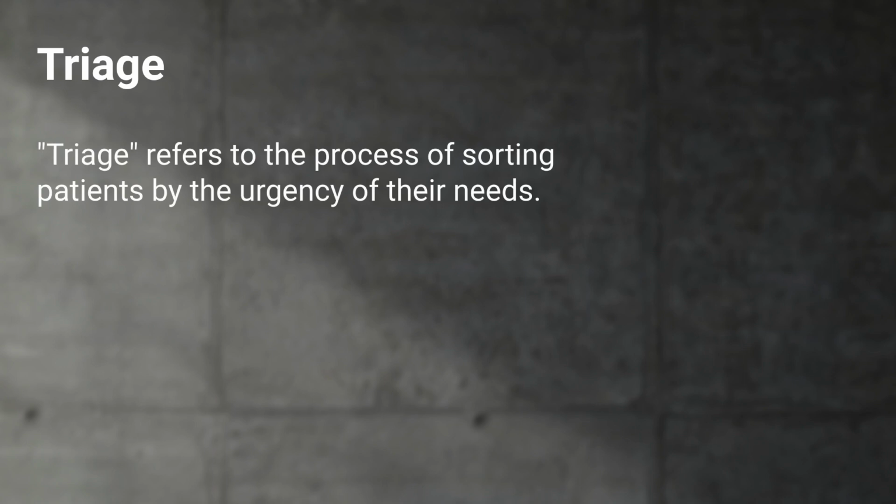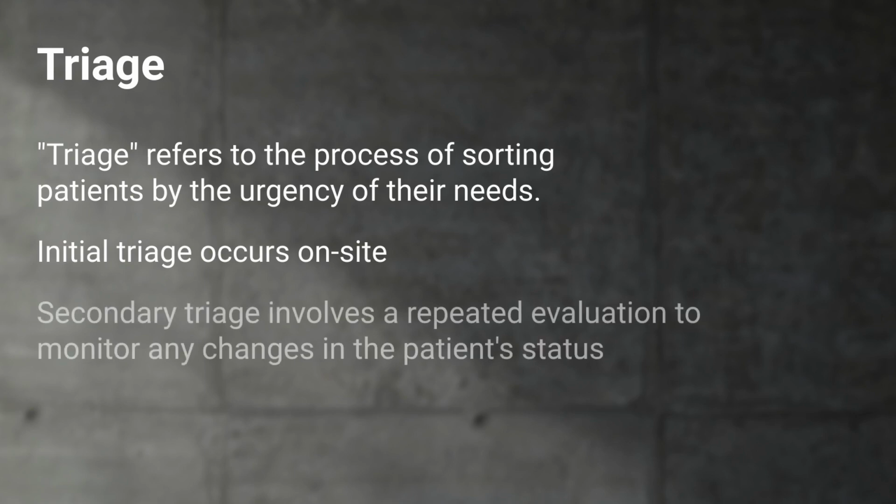Triage refers to the process of sorting patients by the urgency of their needs. This quick evaluation is based on specific criteria, and patients are placed into basic categories. Initial triage occurs on site. It's important to monitor those in the delayed category closely, as their conditions can change quickly. Secondary triage involves a repeated evaluation to monitor any changes in the patient's status, acknowledging that their condition can either improve or decline. This reevaluation is an ongoing part of providing care.